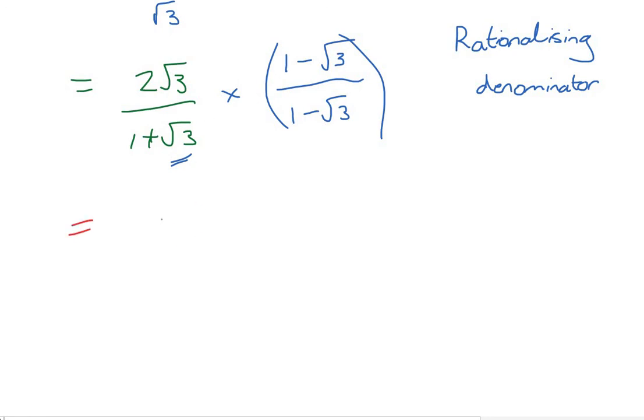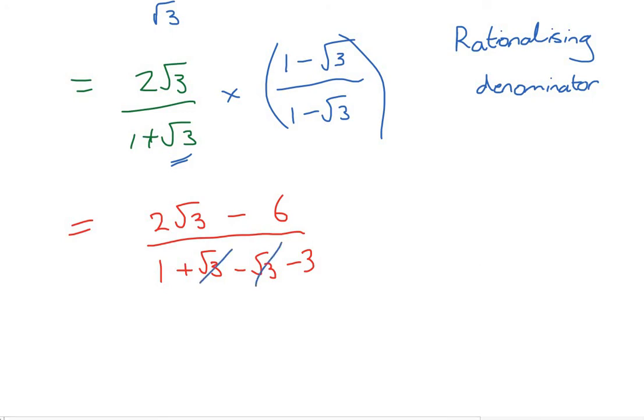So rationalizing the denominator. Right, so let's multiply this out. Well, this is 2 root 3 minus 2 root 3 times root 3. So this is 2 times 3, which is 6. On the bottom, we're going to have 1 plus root 3 minus root 3, and then minus root 3 times root 3, which is 3. And you can see that these two terms are going to cancel. So we're left with 2 root 3 minus 6 over 1 minus 3, which is minus 2.